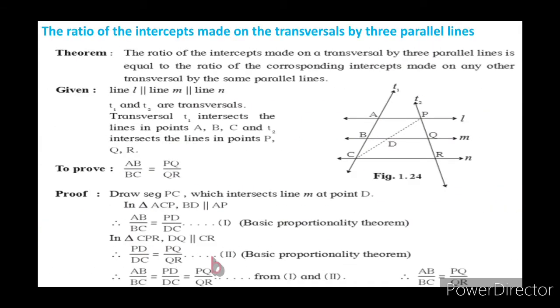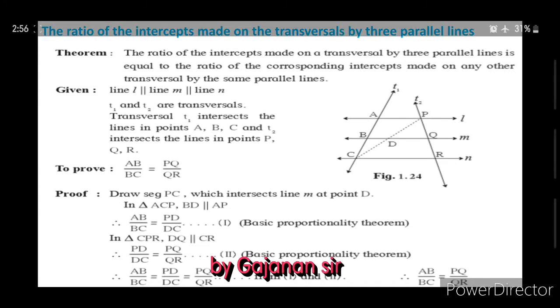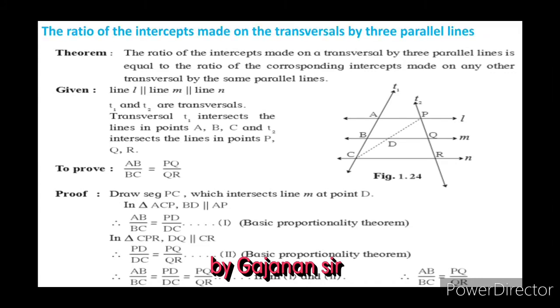Firstly we will see the theorem. Let's read the statement carefully. The ratio of intercepts made on a transversal by three parallel lines is equal to the ratio of the corresponding intercepts made on any other transversal by the same parallel lines.